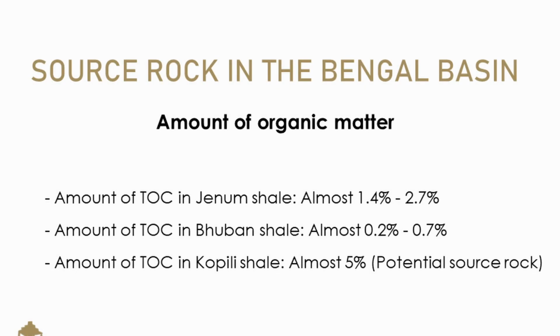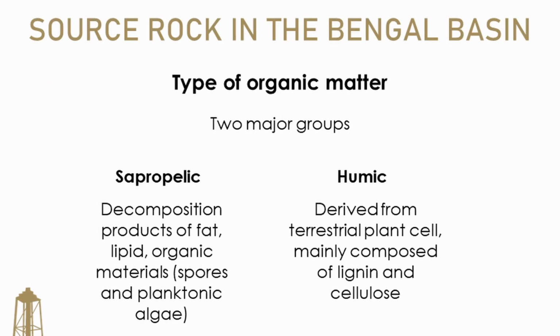The amount of TOC in Genome shale is almost between 1.4% to 2.7%, whereas the TOC in Bhuban shale is between almost 0.2% to 0.7%. The amount of TOC in Kopili shale is almost 5%. So we can say Kopili shale is a potential source rock. Now let's discuss the type of organic matter of source rock in the Bengal Basin in detail.